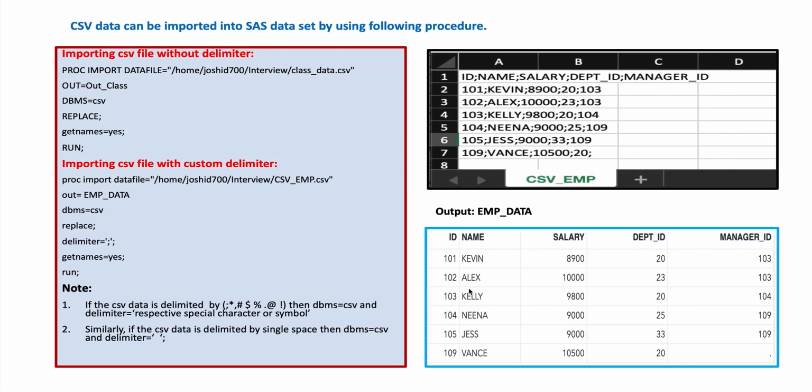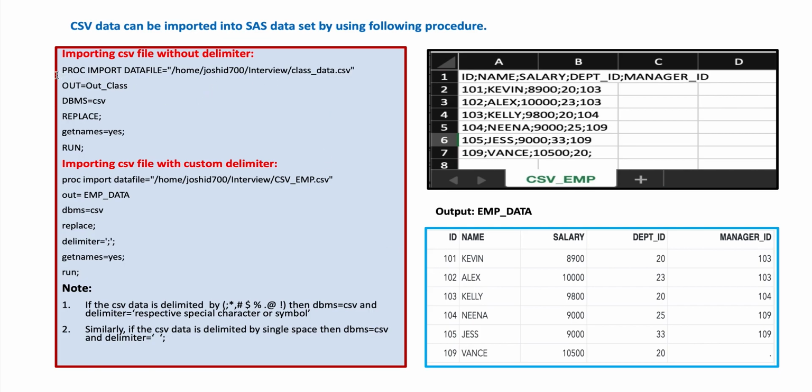CSV data can be imported into a SAS dataset by using the following procedure. First one is importing a CSV file without a delimiter, and second one is importing a CSV file with custom delimiters. It is always better to open the CSV file before importing into SAS. When we open the CSV file, we can observe whether the data is delimited or not. This first scenario is where there is no delimiter.